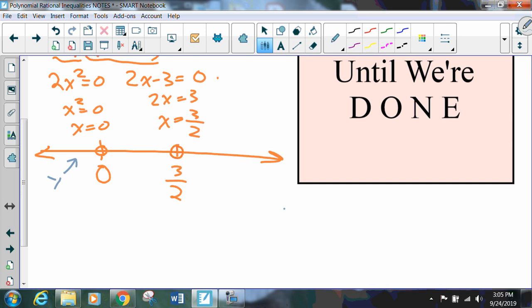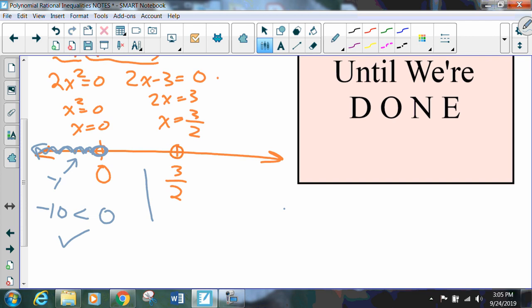All right, here we go. I'm going to plug -1 into that equation, and I get -10. Is -10 less than 0? Yes. So welcome to the solution. While x equals 0 is not part of the solution, it's a nice placeholder, because everything less than 0 is part of our solution.